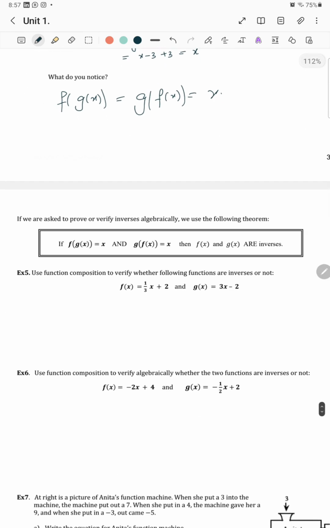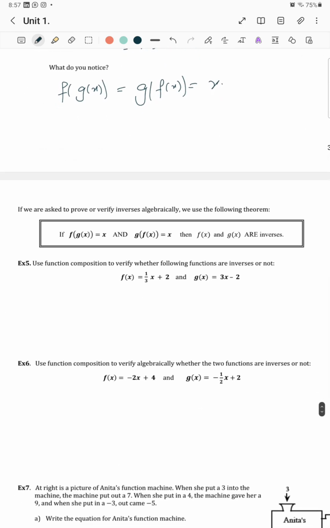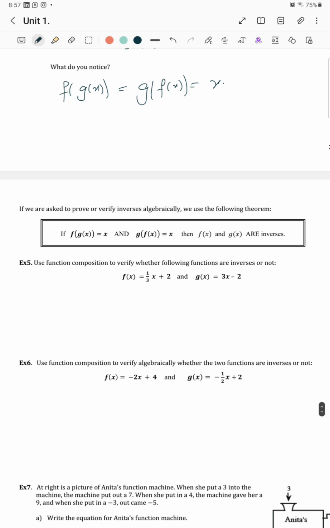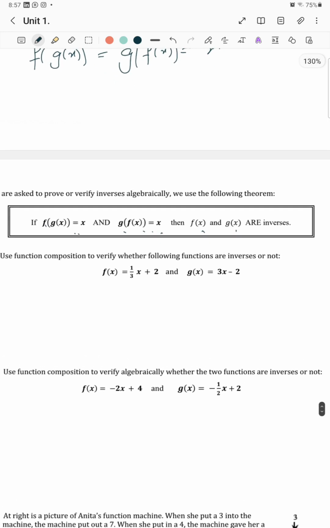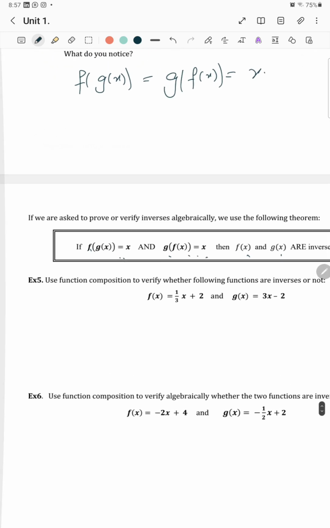If we are asked to prove or verify inverses algebraically, use the following theorem: f of g of x is equal to x and g of f of x is equal to x, then f of x and g of x are inverses. If both get the same answer x, it means they are inverses. So use function composition to verify whether these are inverses or not.